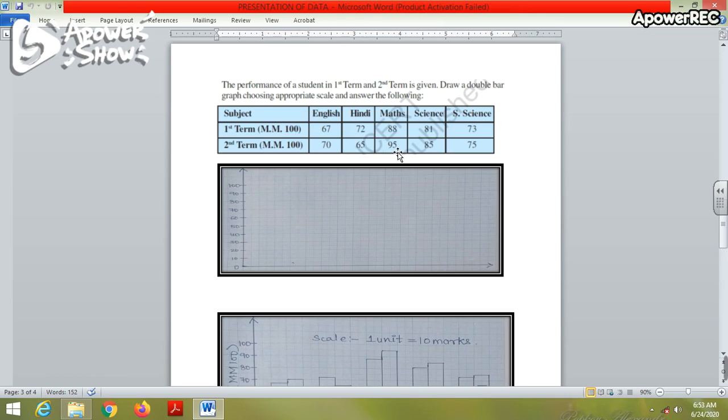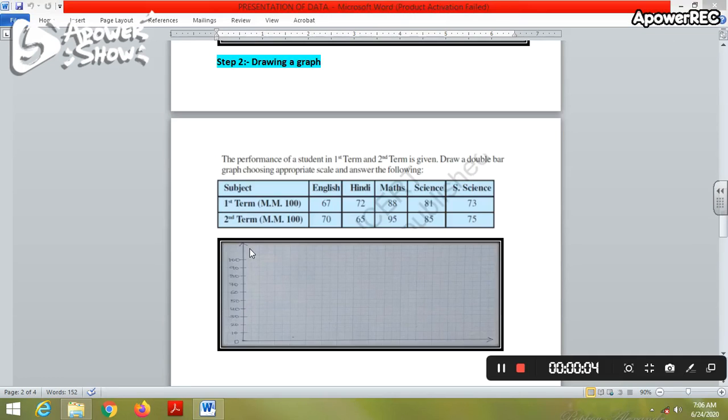equals 5 marks. But if I choose the scale as 1 unit equals 5 marks, then 81 cannot be presented exactly, as we have to just mark a value between 80 and 85. So we avoid the scale 1 unit equals 5 marks, and we are choosing the scale as 1 unit equals 10 marks. After choosing a suitable scale for this graph, now it's time to draw the graph.